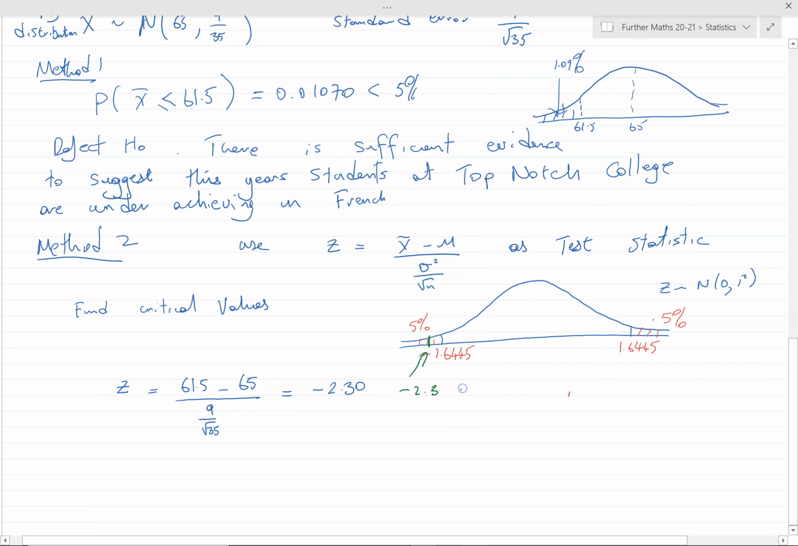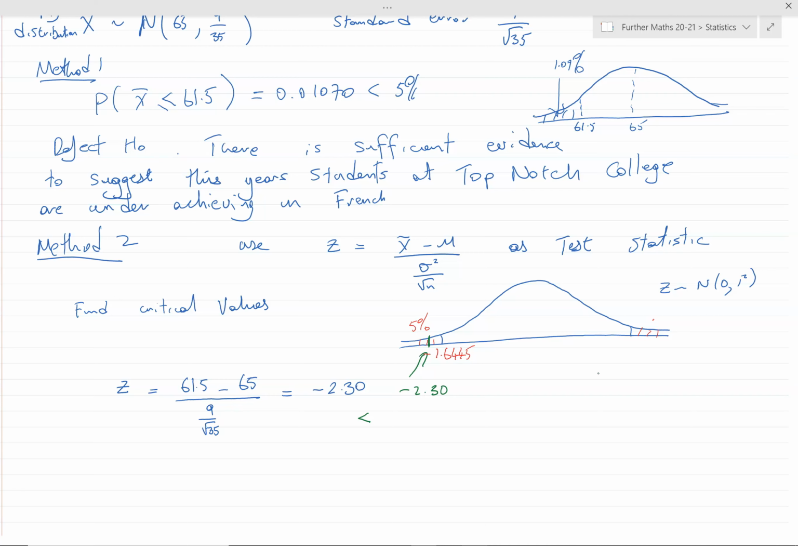3 minus 2.30, so that's basically less. That number there is less than our critical value, so therefore we reject H naught. It just occurred to me whilst I talk about this, this is one tail, so we weren't wanting to see anything at the top end, because we were asking whether they were underachieving. So we really didn't need to look at the top and tail, but the test still stands, so that's fine. It's less than the 5% level that it would need to be.